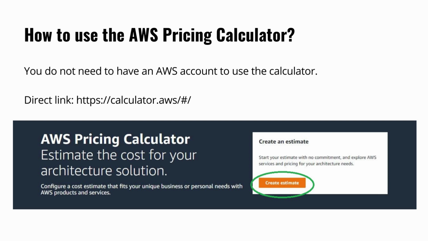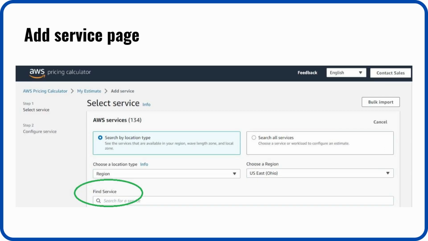How to use the AWS Pricing Calculator? Home page. You do not need to have an AWS account to use the calculator. Direct link, https://calculator.aws. Add service page. You navigate to the Add Service page when you start creating a quote.